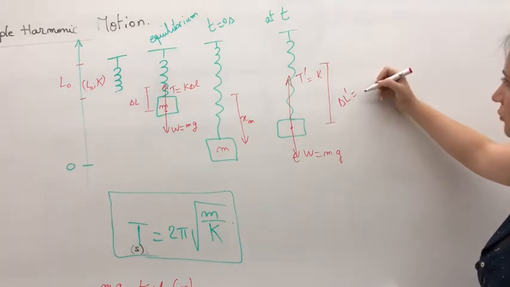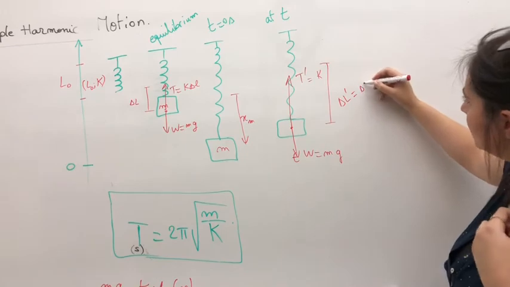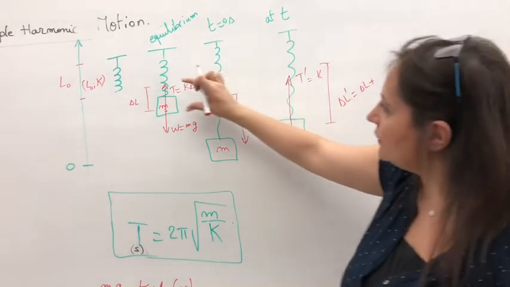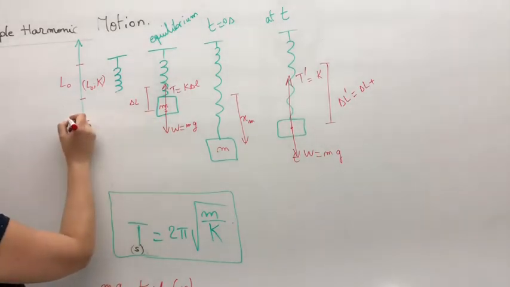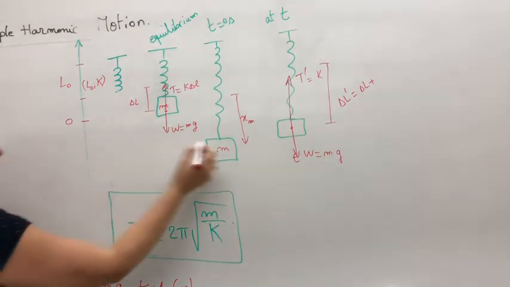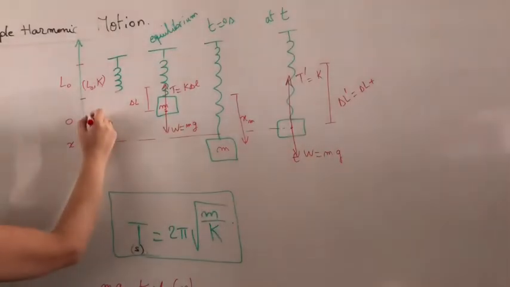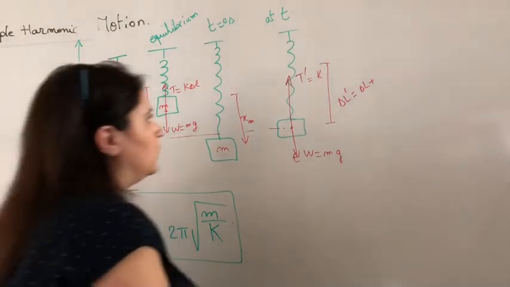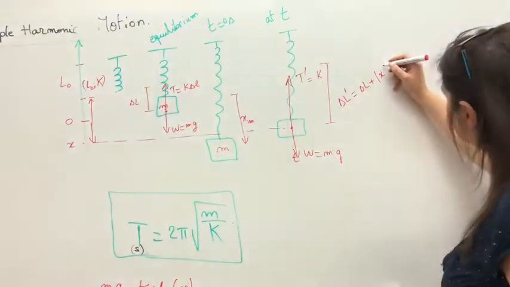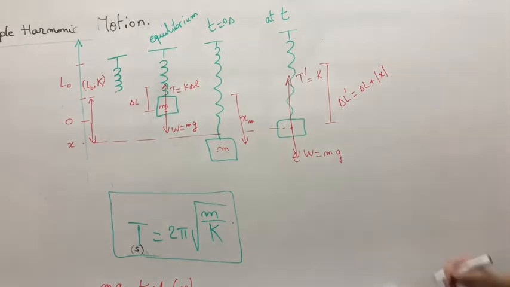It is equal to the old delta L plus, the delta L brings me to the zero. The zero is the equilibrium, plus a certain x, which is the distance from the block to the zero. So from here to here I have delta L plus x. But x is an absolute value. If x is negative, you put minus x so that the answer is finally positive. If x is positive, you leave it as it is.